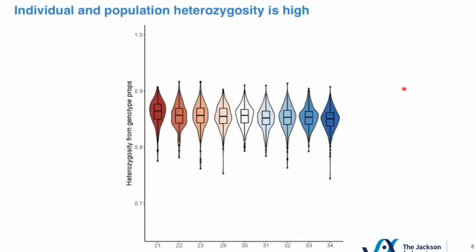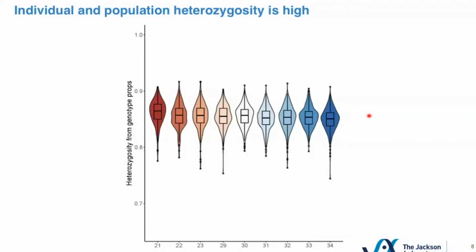The last thing about genomics that I wanted to point out is that our individual and population heterozygosity is high. So normally with inbred strains, you want all of your mice to be exactly the same, right? But with this population, you want your mice to be different. The goal is to more closely mimic human populations and how different we are from each other.